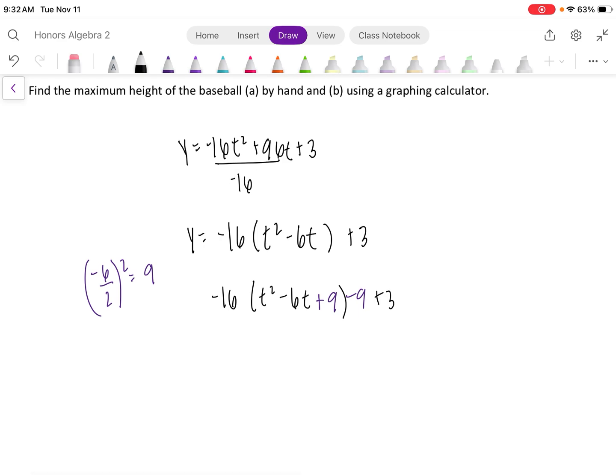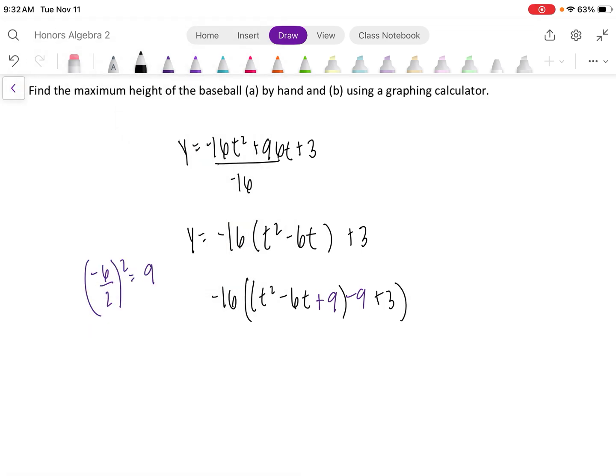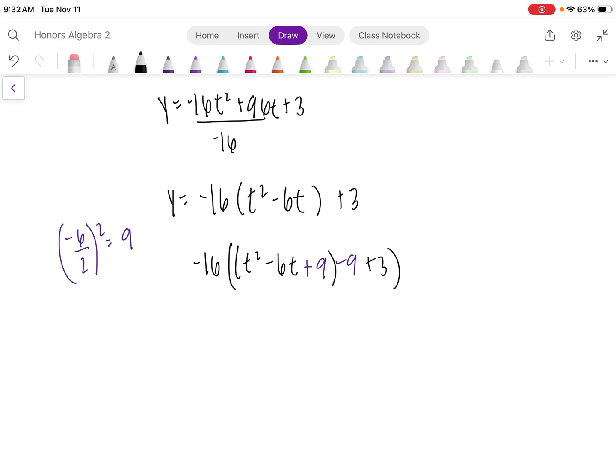And then, I hate teaching it this way, but this is another way to factor by grouping. And then you factor your pink box again. So you're going to have the negative 16 on the outside. You're going to have t minus 3 squared, and then it's going to be minus 6.